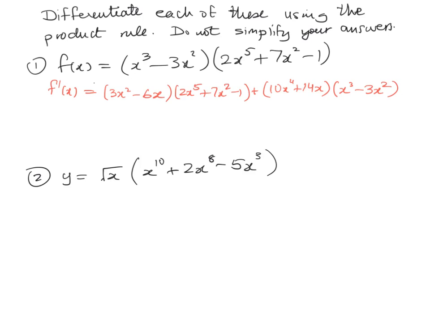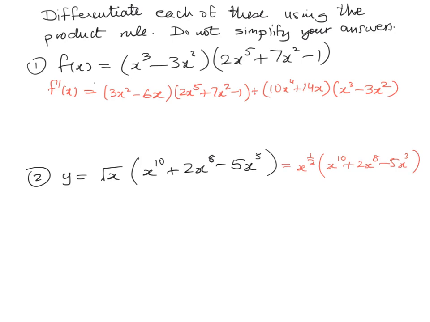Okay, so here's problem number 2. Again, this is a product. This is going to be my first function. This is going to be my second function. I'm going to write this a little differently before I take its derivative. The square root of x I'm going to call x to the 1/2. And then, of course, I have x to the 10th plus 2x to the 8th minus 5x cubed. Now I want to take the derivative using the product rule.